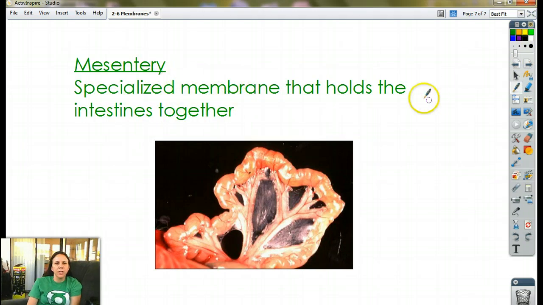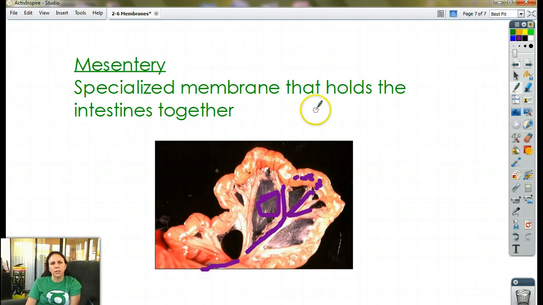Mesentery is a specialized membrane that holds the intestines together, and that's the only place you can find it. It's a thin membrane, and you can see there's blood vessels and fat attached. So when you eat your meals, all the nutrients will get sucked up and then delivered to the main circulatory system. And you can see all the little blood vessels on the side.